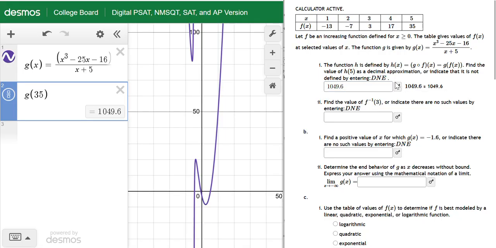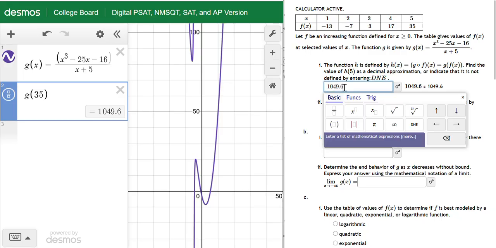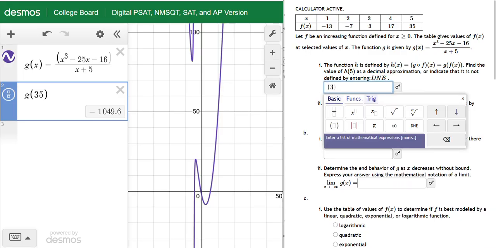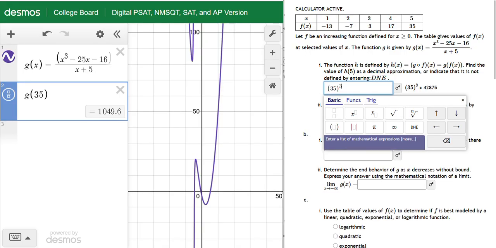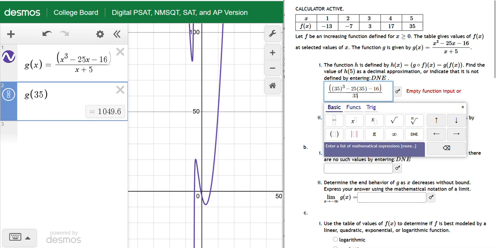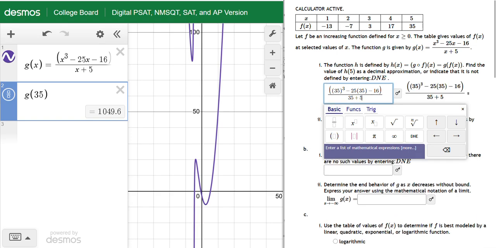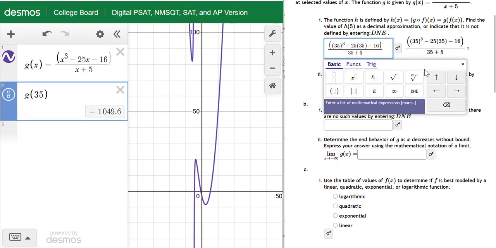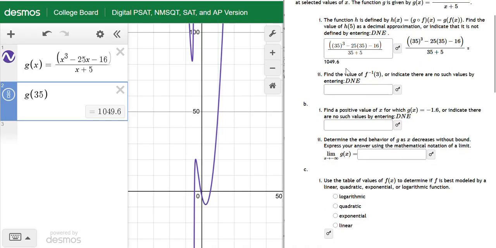Now the other option here is to do the calculation. So if I want to evaluate g of 35, I could have also just taken this function, and everywhere there's an x, I could replace it by 35. So I have 35 cubed minus 25 times 35 minus 16. I put that whole thing over 35 plus 5. Again, if I just enter 35 everywhere there's an x, I'll get my same solution as well, 1049.6.